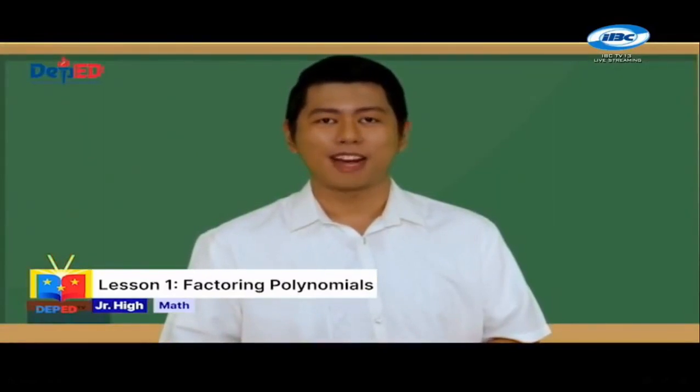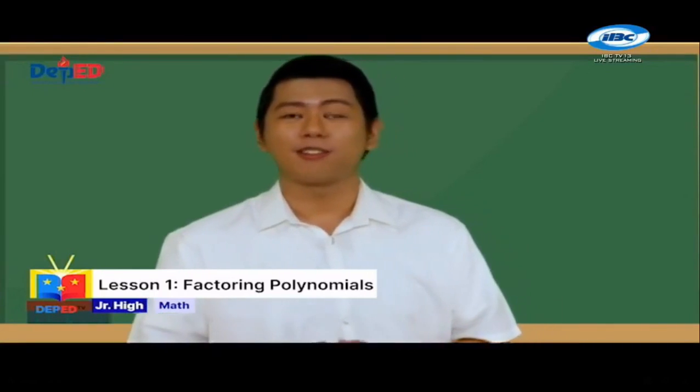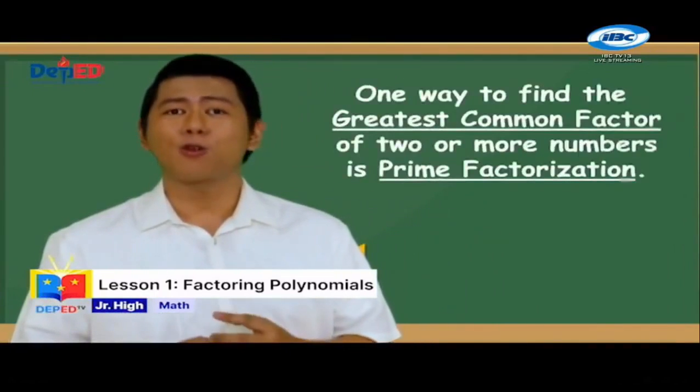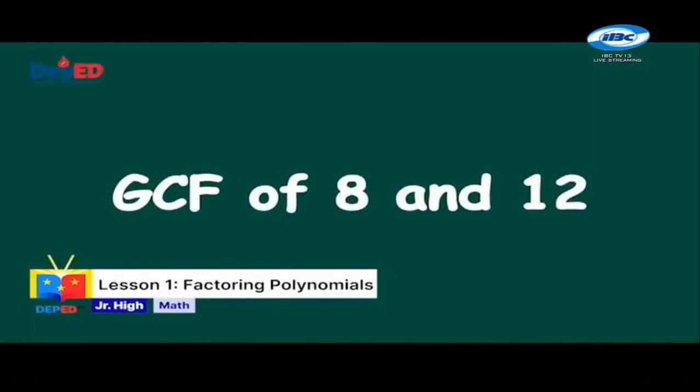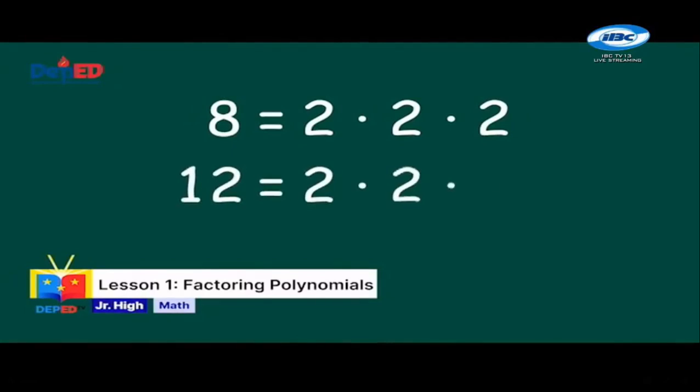Let us start with a review on how to get the greatest common factor. One way to find the greatest common factor of 2 or more numbers is prime factorization. Let us determine the greatest common factor of 8 and 12. First thing to do is write each number as a product of prime factors. 8 is equal to the product of 2 times 2 times 2, while 12 is equal to 2 times 2 times 3. Do you see the same number in each set of factors?